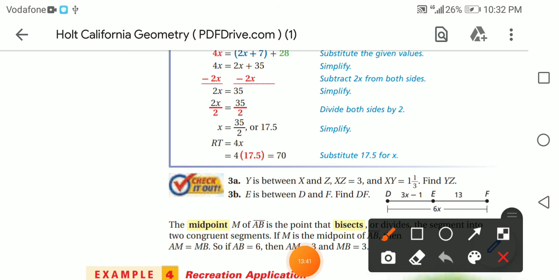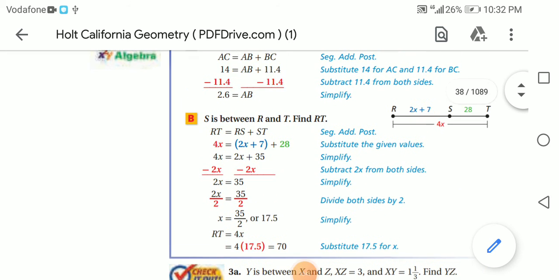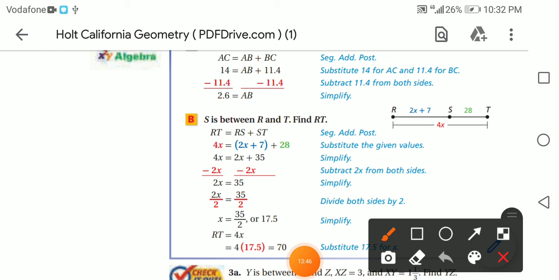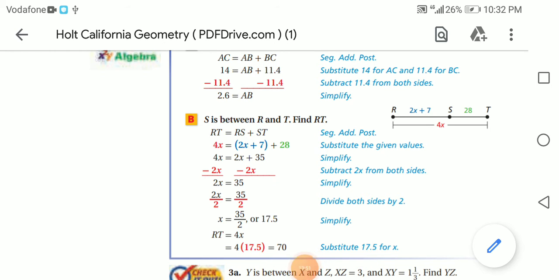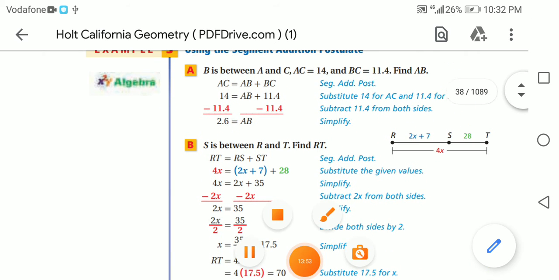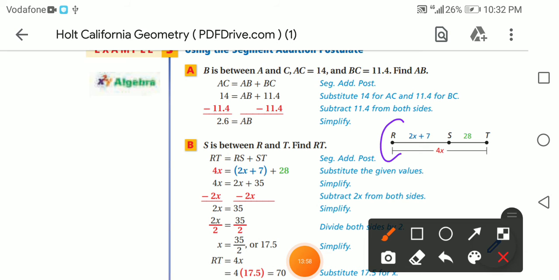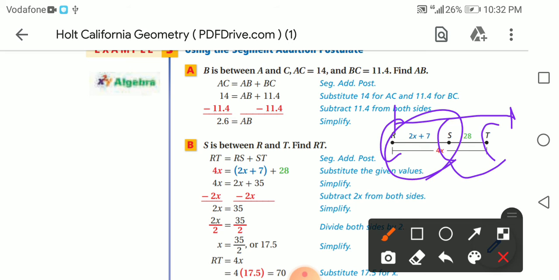S is between R and T, the same idea, but here we have something more complicated. So he asks me here, okay, S is between R and T. I have drawn this. Okay, it's already in your book. So I have here R, T, and S in between, as you see. RT equals RS plus ST. As you see, RT, the whole line, equals what? RS plus what? ST.